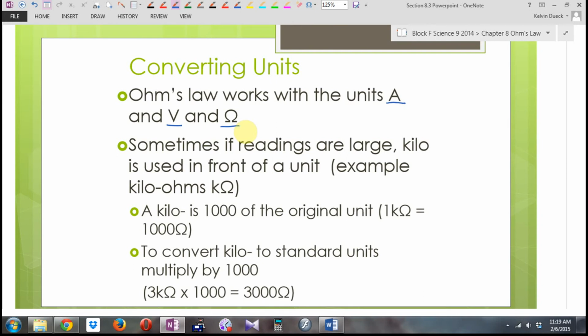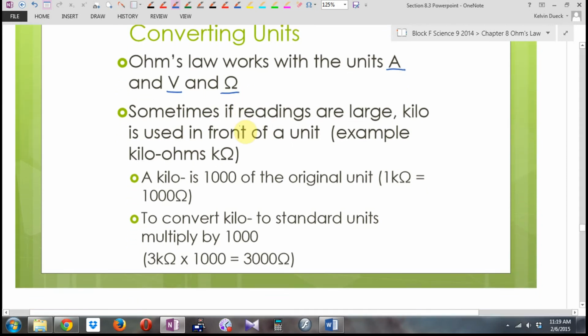Sometimes if the readings are large, kilo is used in front of a unit. For example, kilo ohms would be a lowercase k with the ohms. A kilo is 1,000 of the original unit. So to convert kilo to standard units, times by 1,000. Hey, is that on your yellow formula sheet? Someone look and tell me.